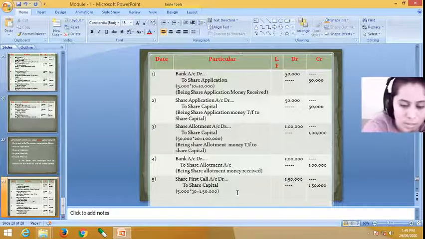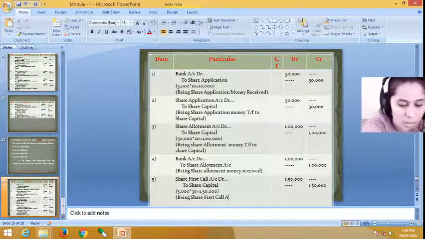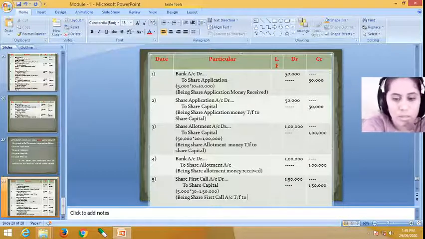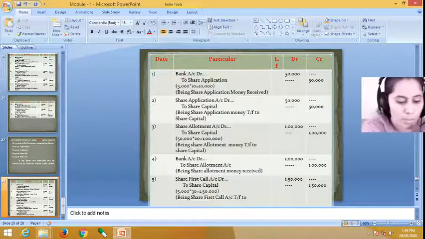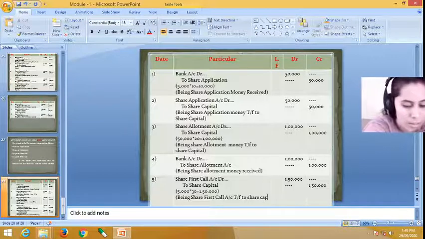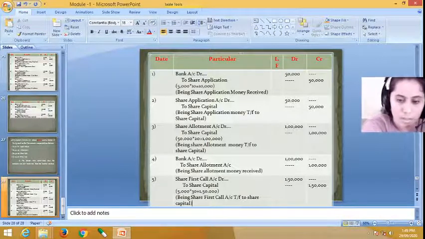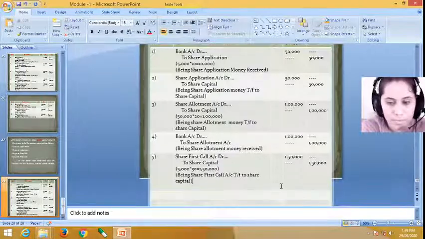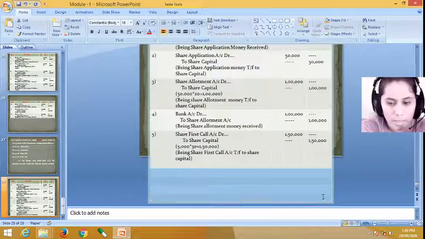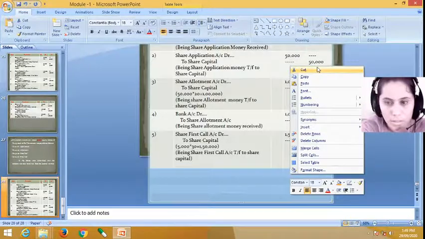Narration is: Being share first call account transferred to share capital. Where are you transferring? To share capital. Right. So the remaining entries I will solve in the next slide.